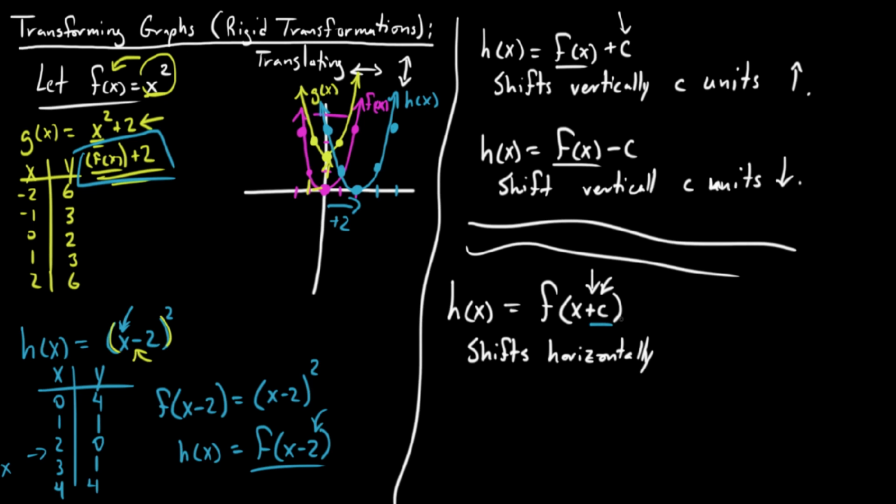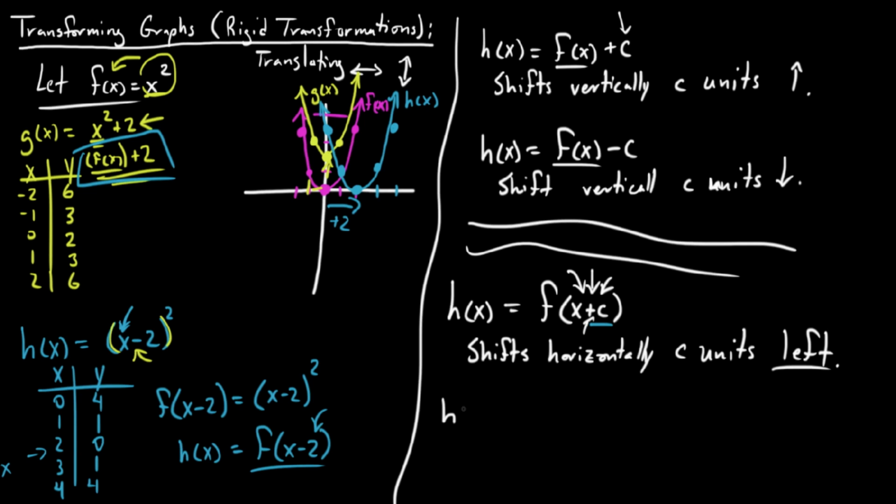You would say, oh, this is going to shift horizontally c units to the right in a positive direction because this was a plus. It actually shifts c units to the left. So when we're dealing with things plugged into this parenthetical quantity, we're not going to believe what this plus sign actually says.